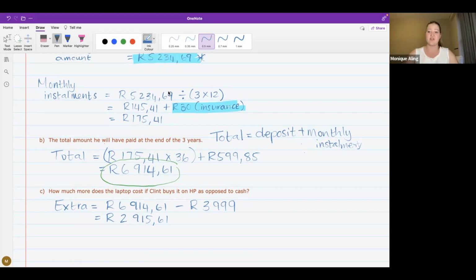Other than that, do we feel good about hire purchase? Where are we at with hire purchase? Let me know in the chat. Thumbs up. I know you need more practice. Do you want more practice? You feeling good? You love this topic? Hates it? Let me know.